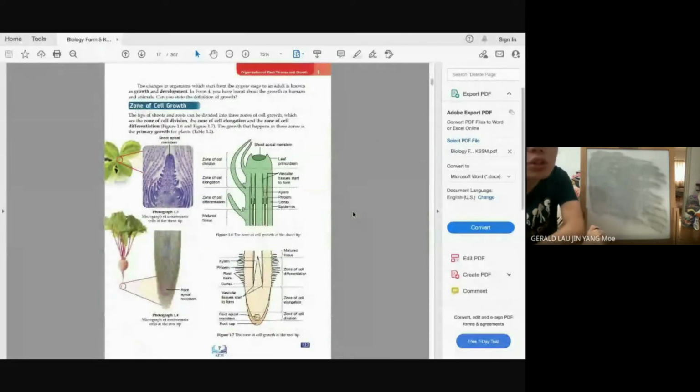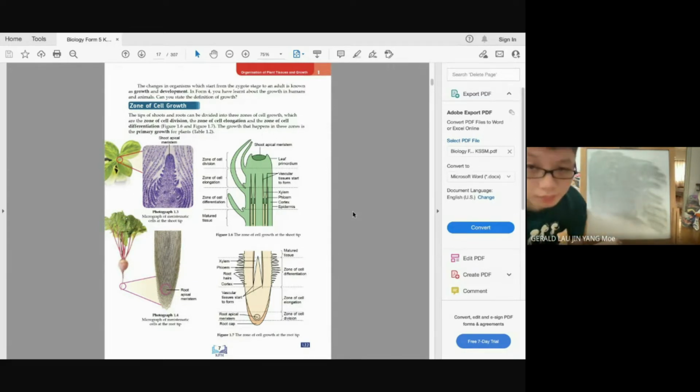Okay, zone of cell growth. Now, in each meristem, especially the apical meristem, there are 3 zones for cell growth. Okay, we have the zone of cell division, cell elongation, and cell differentiation. So this is what we call primary growth. Apical meristem is involved in primary growth because it grows longer, it grows taller. Okay, lateral meristem is secondary growth, which is thicker and wider.